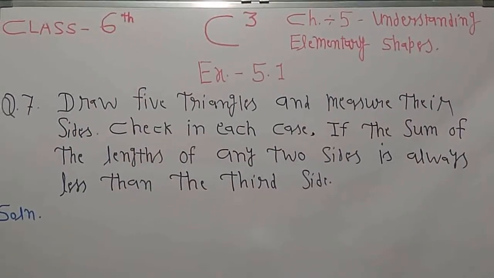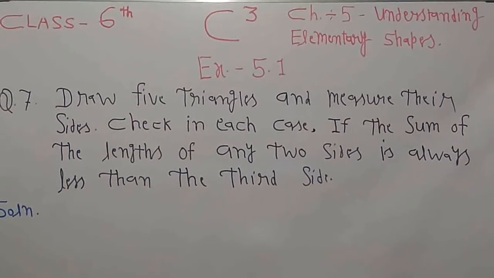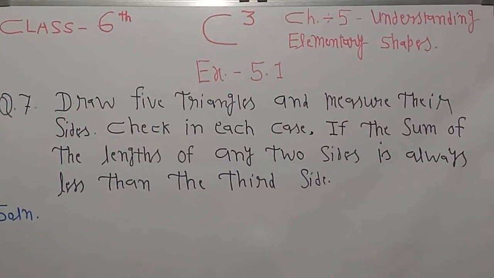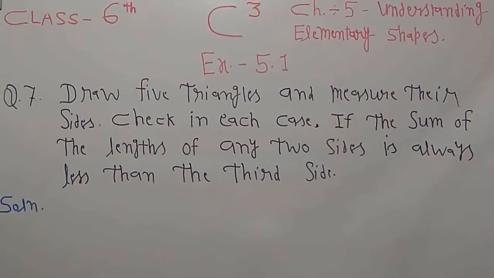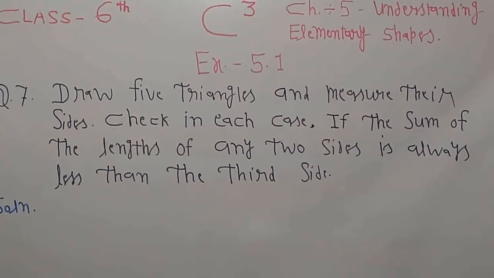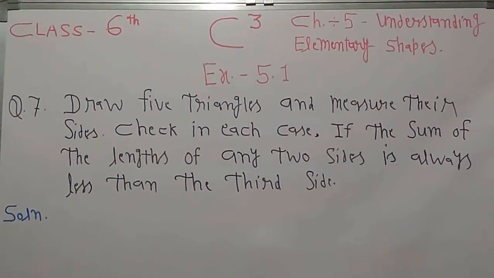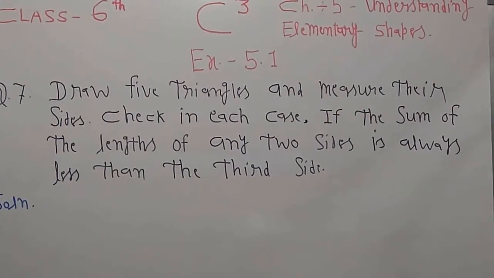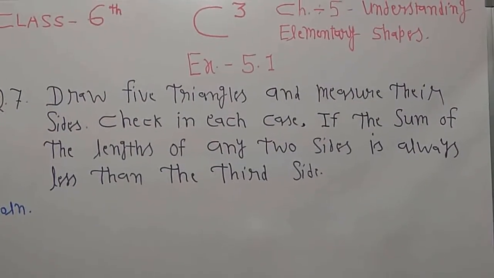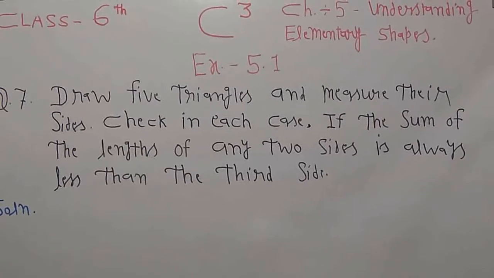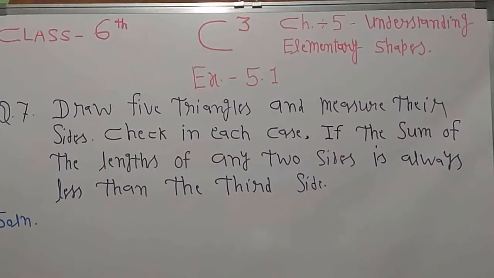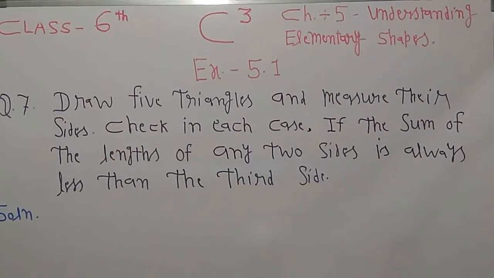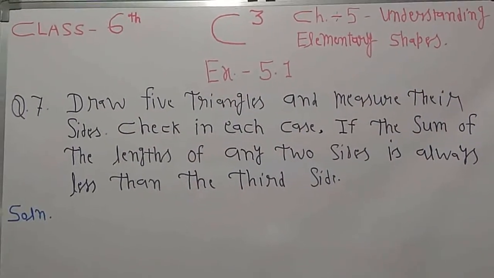Today we are going to solve question number 7 of exercise 5.1, chapter 5, Understanding Elementary Shapes. Question number 7 says: draw 5 triangles and measure their sides. Check in each case if the sum of the lengths of any two sides is always less than the third side. In this question, first we are going to draw 5 different triangles, and then we measure their sides with the help of a ruler and divider.